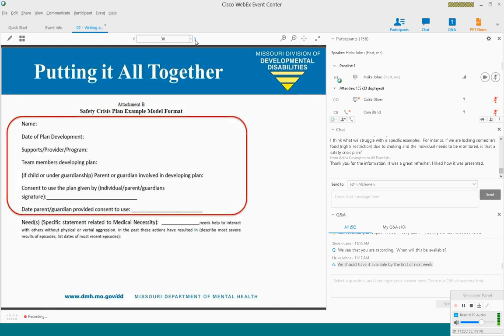Now, a lot of times people have questions, or concerns, I should say, about letting the individual be involved in the development of the safety crisis plan. My suggestion is that it's an extremely good idea to have the individual involved in safety crisis planning, even if it is going to be a difficult conversation, for a couple reasons. One, it's their plan. They have valuable input on what they want to happen and what they don't want to happen in a crisis situation. It would be very good of us to listen to that.